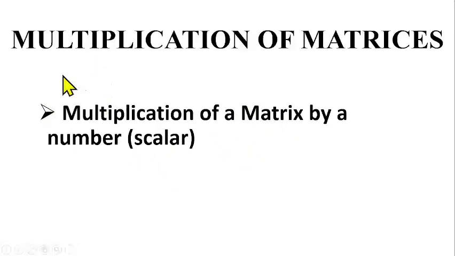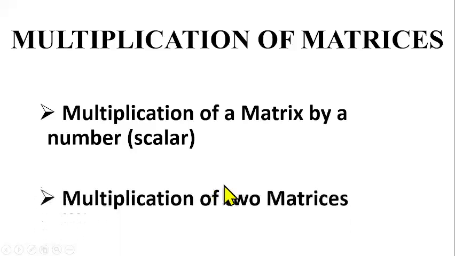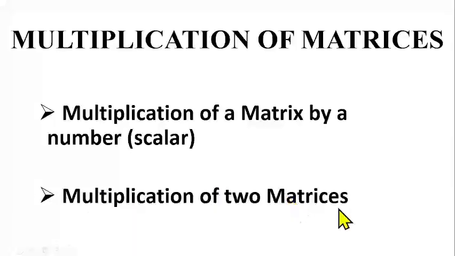Now that is one part of multiplication of matrices. Another part is that you are multiplying two matrices together. So we are going to be treating how we can multiply a matrix by a scalar, and also how we can multiply two matrices together.